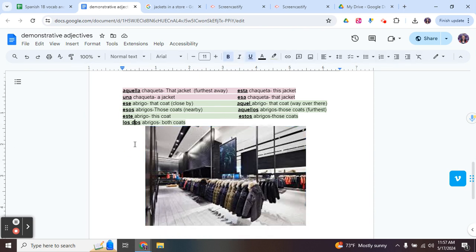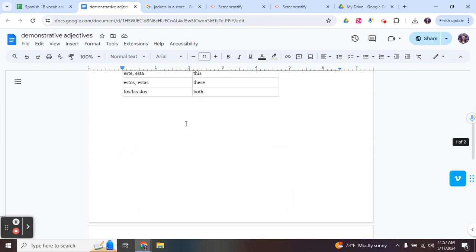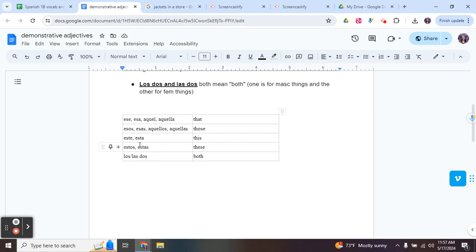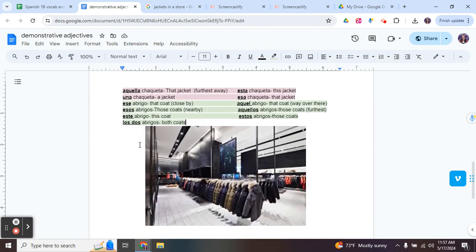So just keep looking at these as you're trying to create your own sentences or answer questions, and just keep repeating them. This takes a while to learn these because they're so close. So keep using this chart until they kind of sink in.